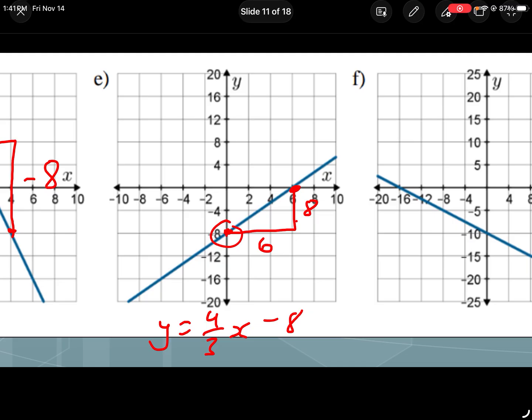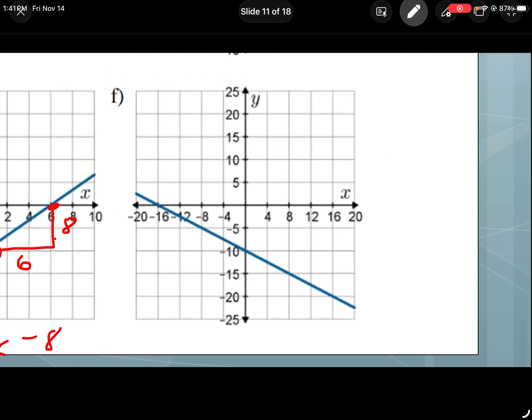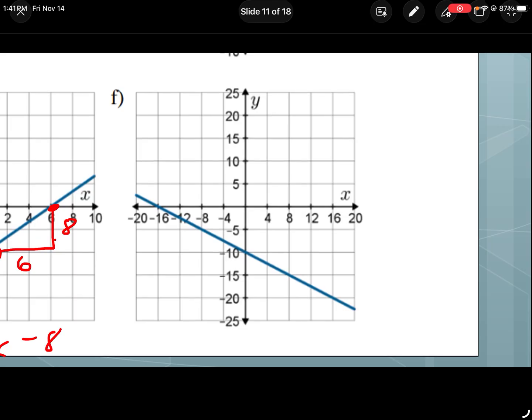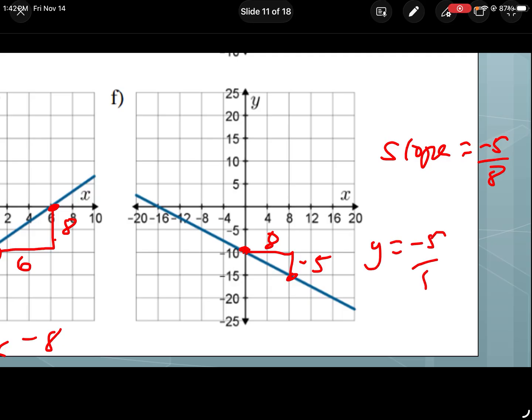And then last one, horrible graph. Pick 2 nice points, there and there. Let's draw a triangle. How far did it go across? It went from 0 to 8, so that's 8. How much did it go down? It went from negative 10 to negative 15, that's negative 5. So my slope is negative 5 over 8. The equation of my line then is y equals negative 5 over 8x minus 10.